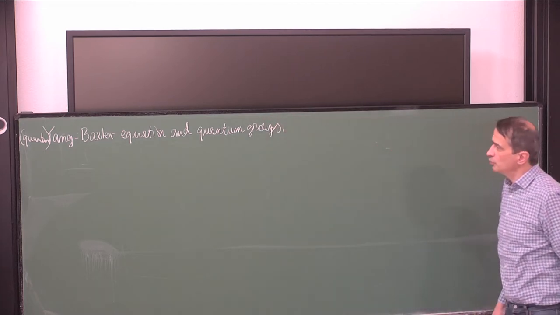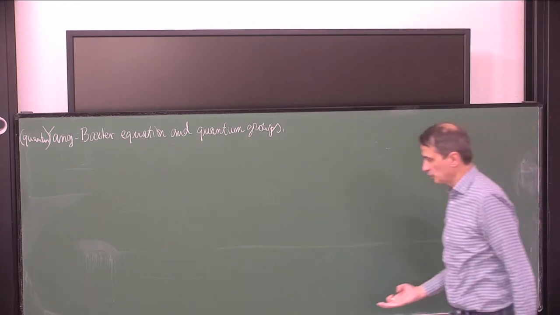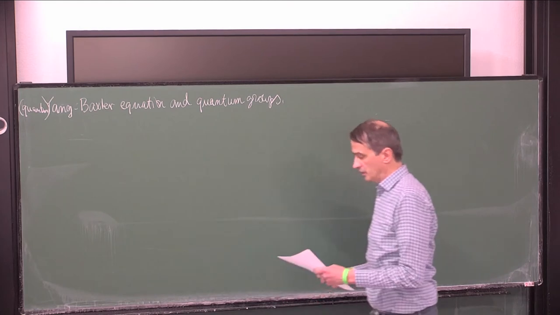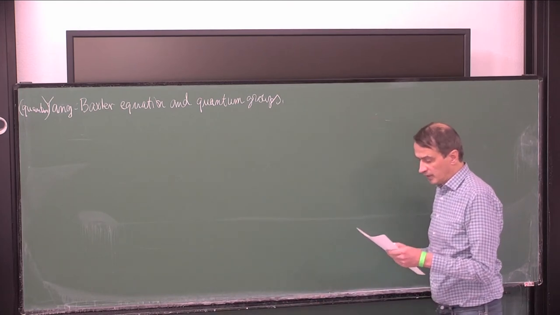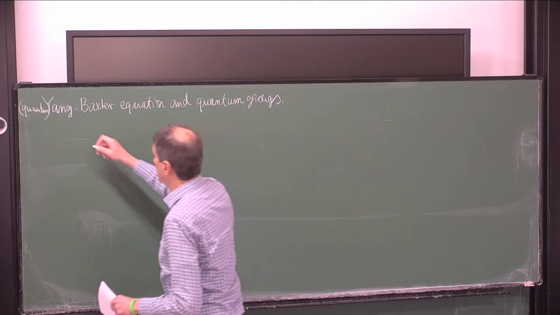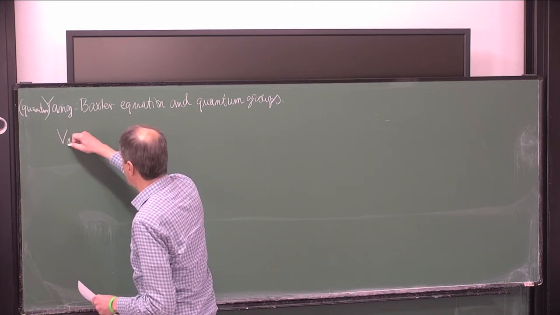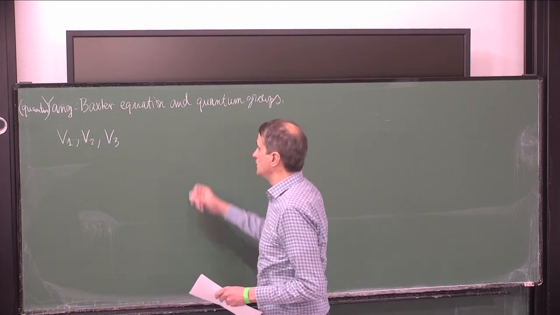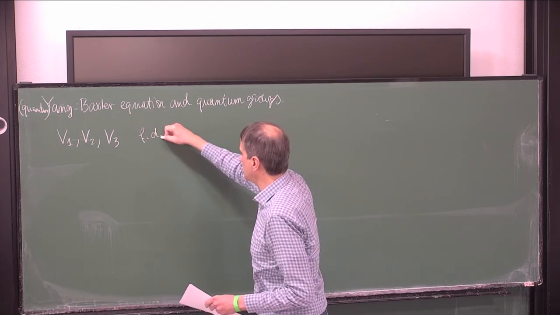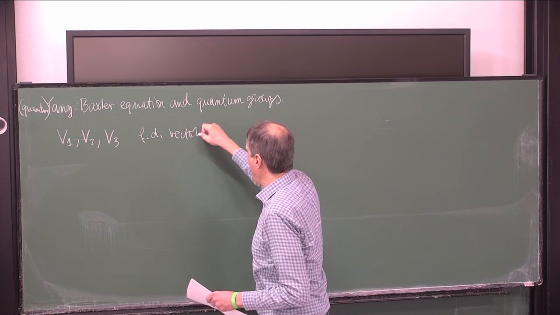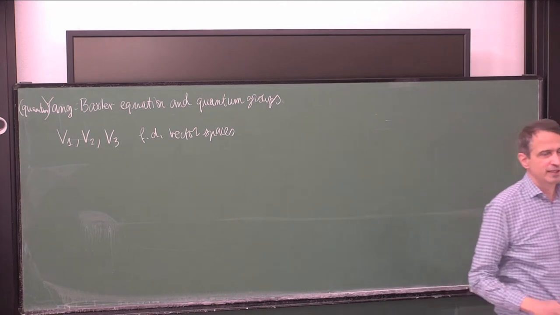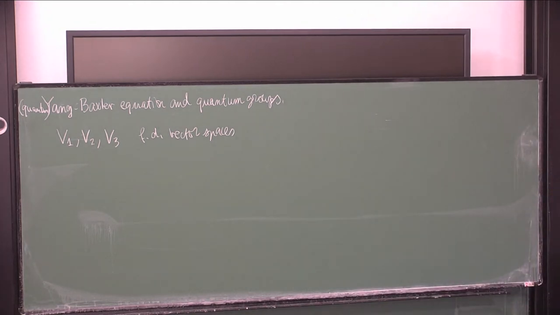So the motivation of quantum groups was to understand the solutions of the quantum Yang-Baxter equation. Let me say what that is in some settings. Let's suppose you have three vector spaces, V1, V2, V3. You can think of these vector spaces to be all the same, V equal to V.